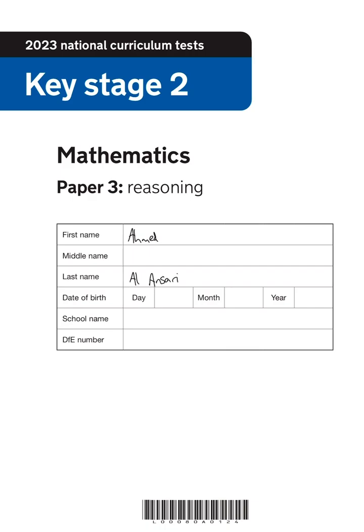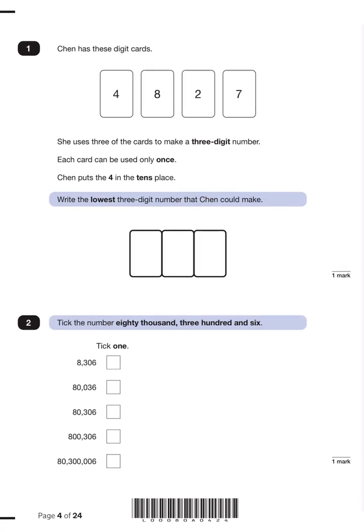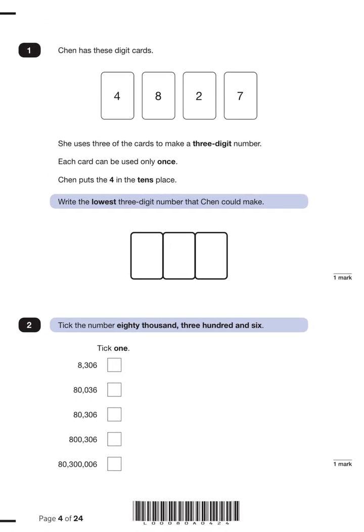SATs. Question number 1. Chen has these digit cards, 4, 8, 2 and 7. She uses 3 of the cards to make a 3-digit number. Each card can be used only once. Chen puts the 4 in the tens place. Write the lowest 3-digit number that Chen could make.